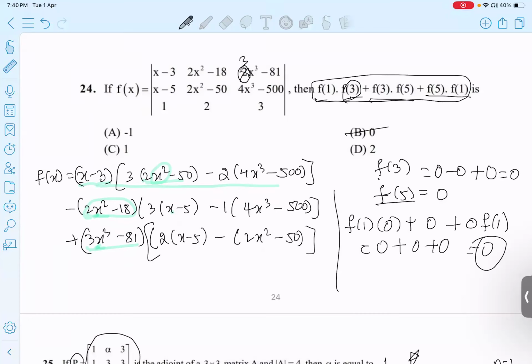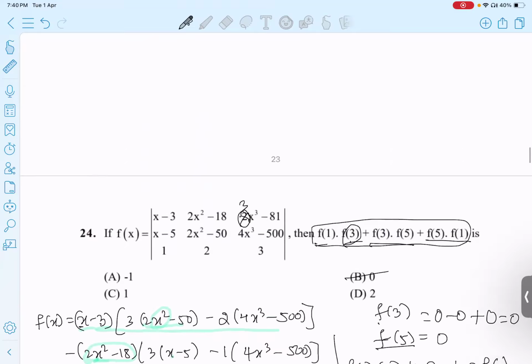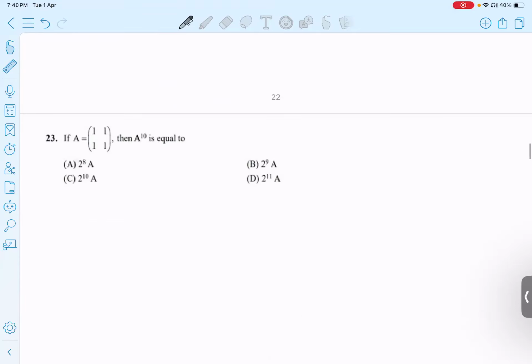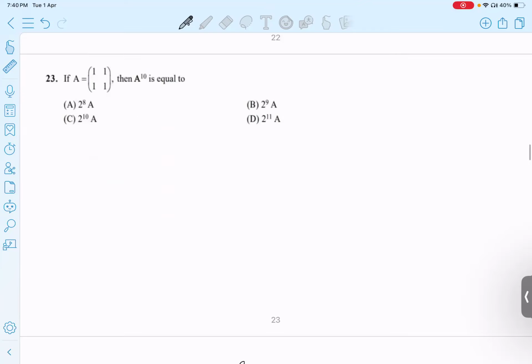So it was a grace question. But if it is 3, then the answer will be 0. Moving on to the next question. They have given the matrix A.